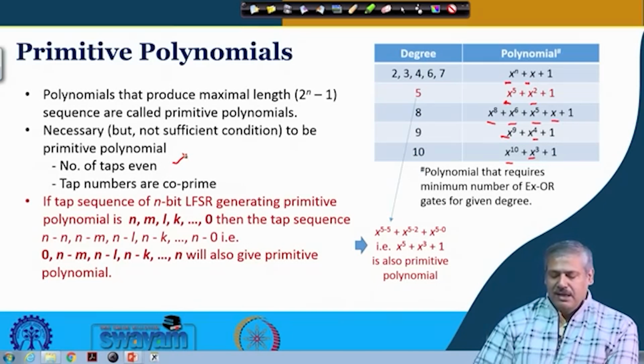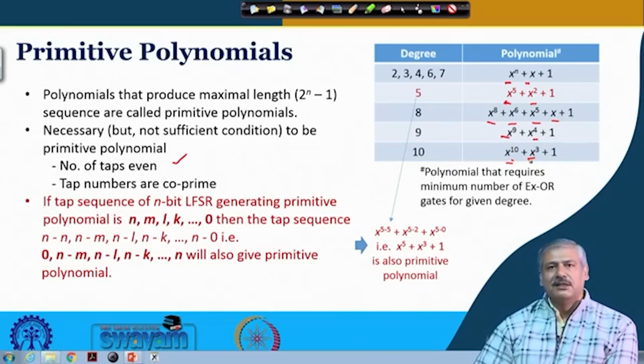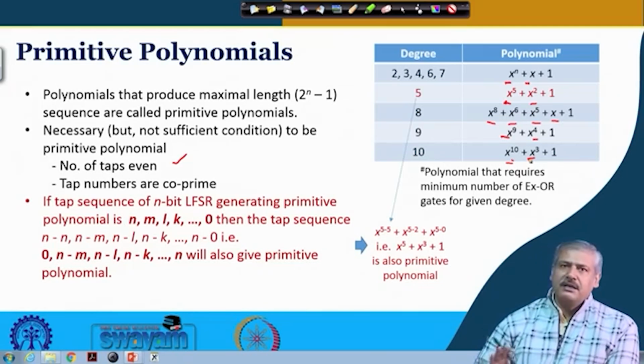And the other important thing is that the tap numbers are co-prime, like 7 and 1, 5 and 2, 8, 6, 5, 1, 9, 4, 10, 3. Relatively between them, there is no common divisor other than 1. So, that is a necessary condition, but it is not a sufficient condition.